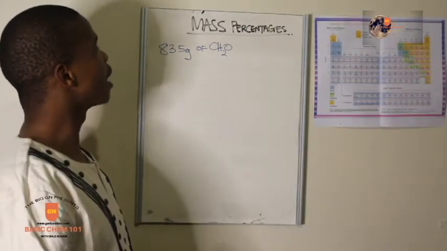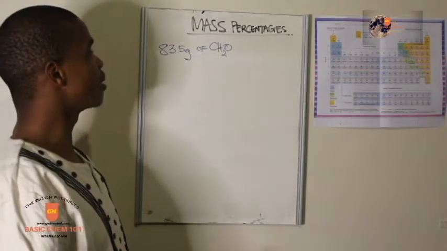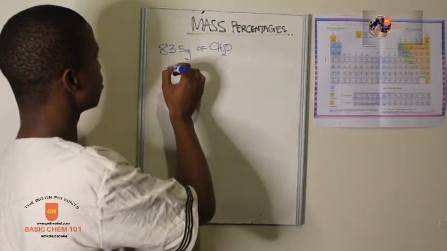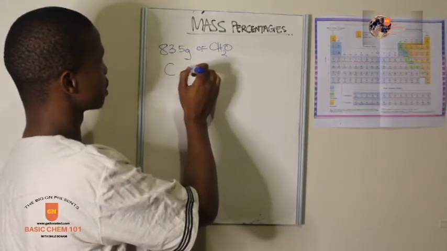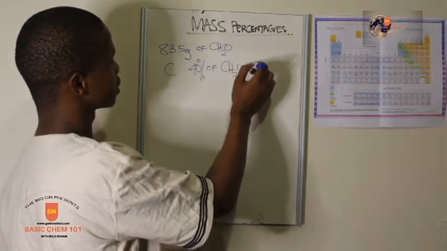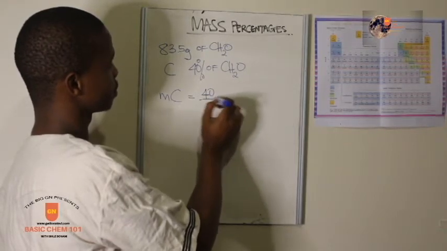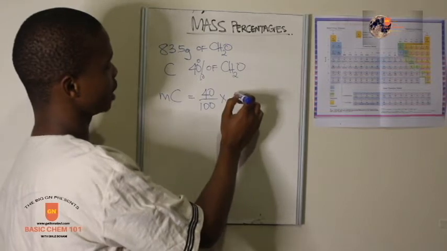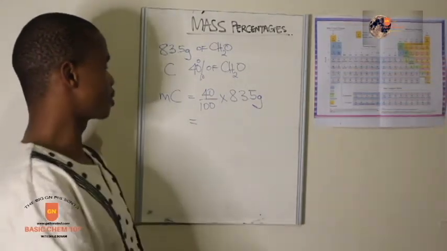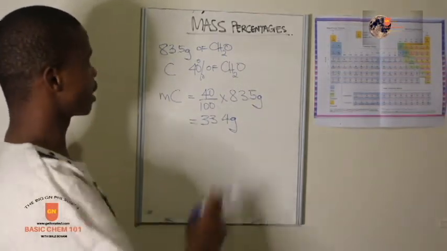They want to know the mass of carbon, the mass of hydrogen and the mass of oxygen in 83.5 grams of formaldehyde. But now, from the previous example, since we know that carbon is 40% of formaldehyde, the mass of carbon would be equal to 40% of formaldehyde, which is 83.5 grams. And this would give us 33.4 grams of carbon in 83.5 grams.